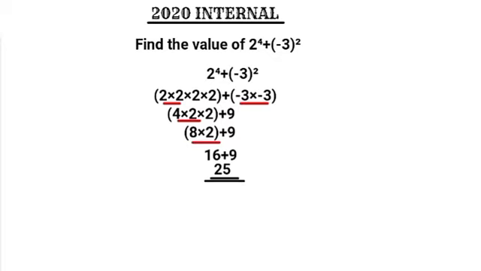Okay, let's go to the next question. Our next question is coming from the 2020 external paper. This is the external paper the external students wrote in 2020. So the question was, evaluate 10 raised to the power 0 minus 2 raised to the power 3. That was the question that students were asked to work out.